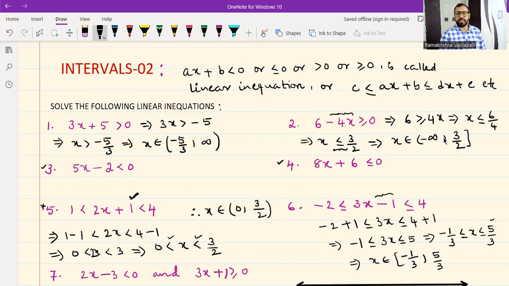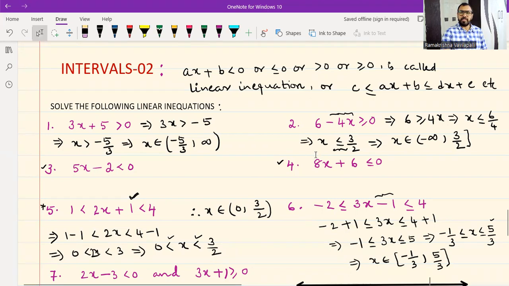So I think there is no confusion about when to write an open interval and when to write a closed interval. When a strict inequation comes, you have to write an open interval, that is, an open bracket. When less than or equal to or greater than or equal to comes, you have to write a closed bracket, that means a closed interval.